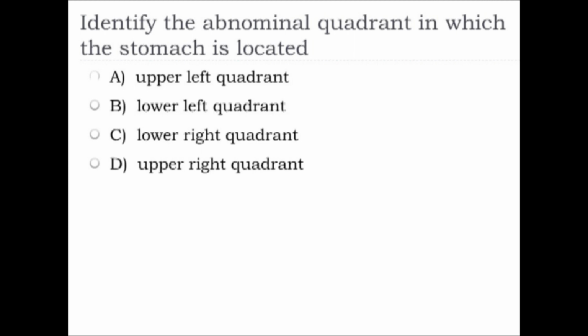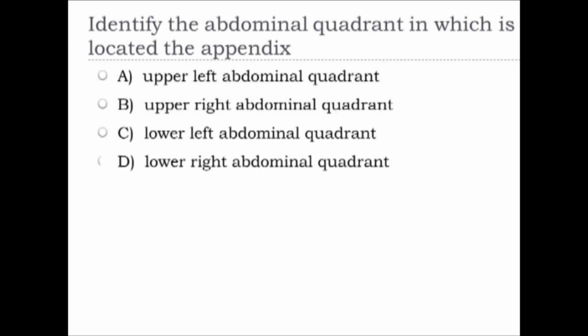Second question, identify the abdominal quadrant in which the stomach is located. Stop here and select your answer. The correct answer is A, the upper left quadrant. Next question, identify the abdominal quadrant in which is located the appendix. The correct answer is D, the lower right abdominal quadrant.